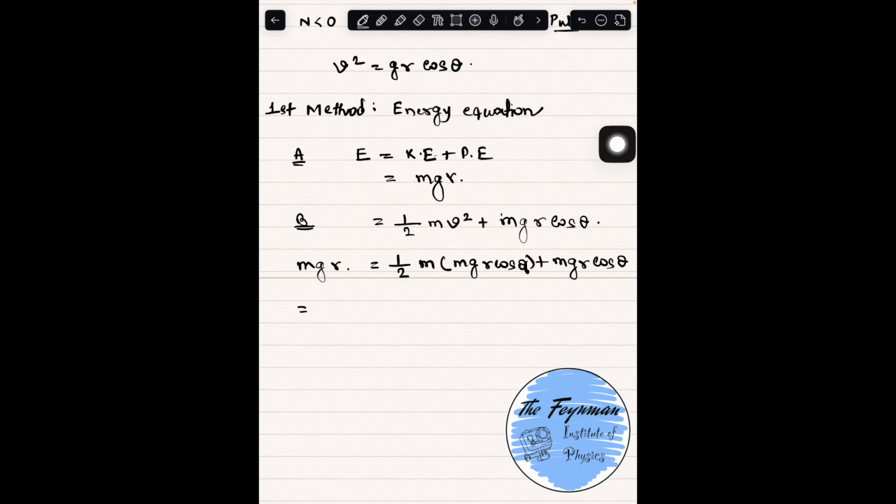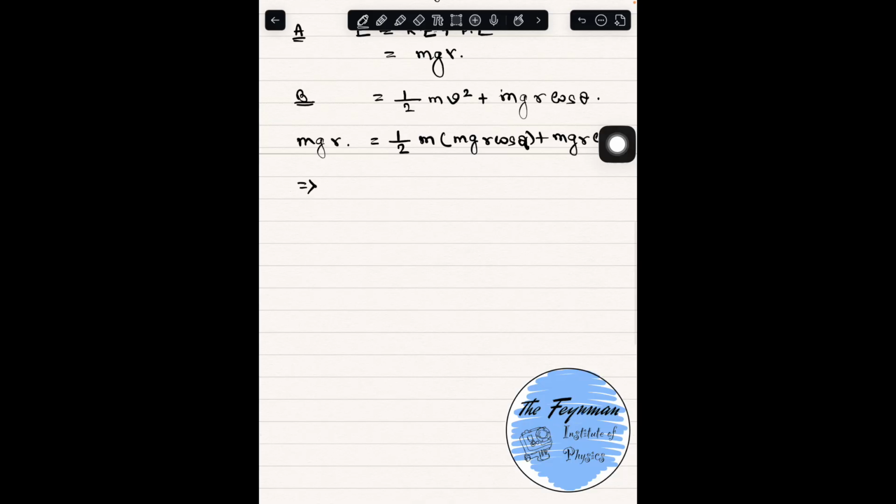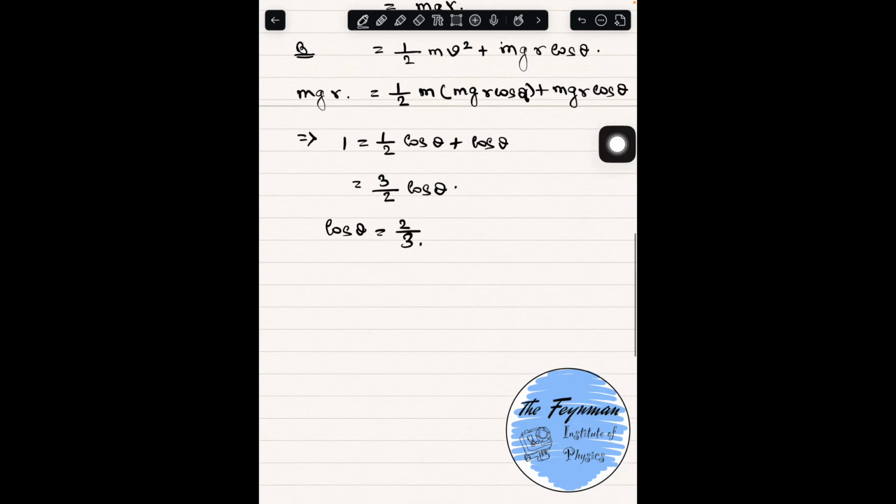Now if we cancel this mgr, we can write 1 is equal to half cos theta plus cos theta, so it will be 3 by 2 cos theta, so cos theta will be 2 by 3. Now this cos theta can be derived by an alternate method.